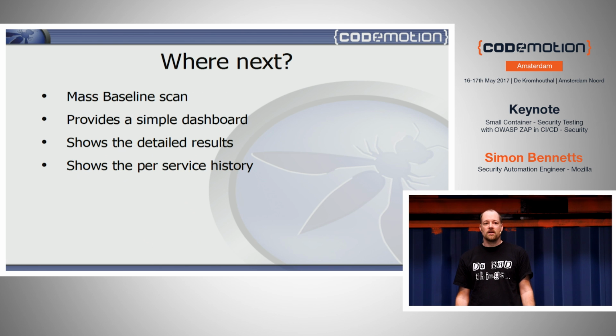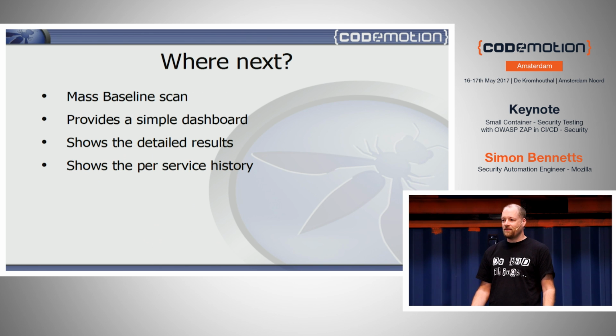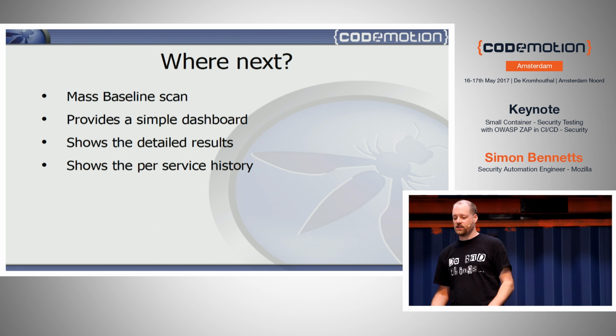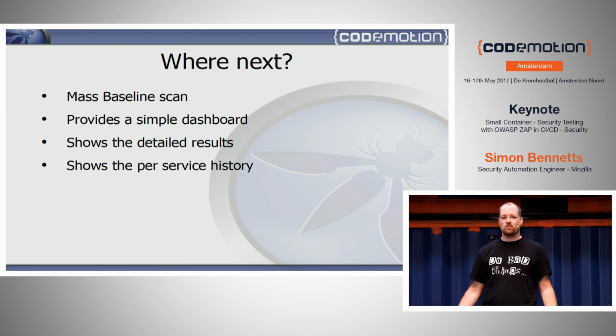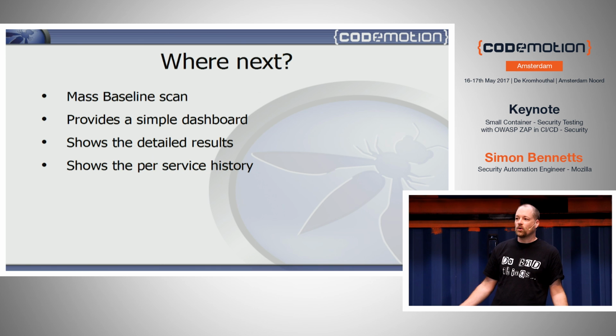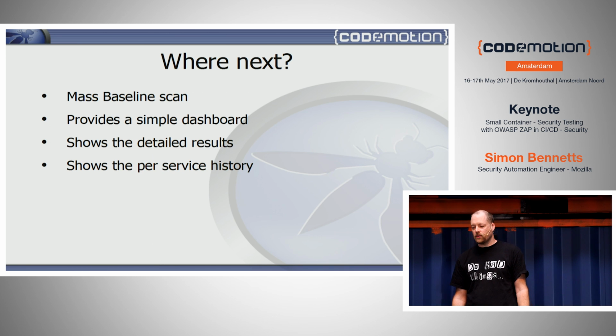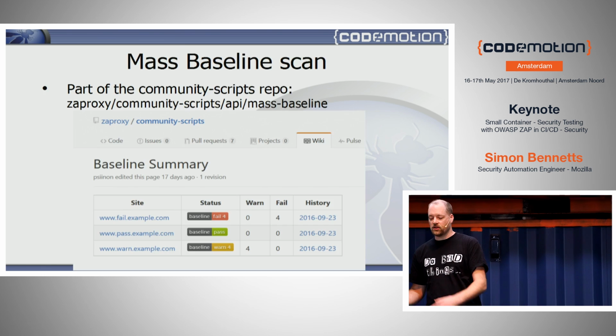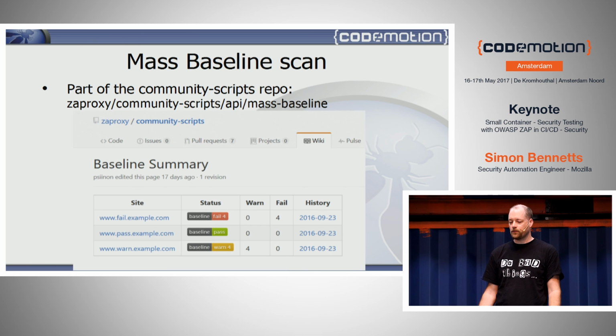And this is great. But one thing we found is that we didn't have this kind of overall picture. It was very useful on particular applications, but what does the world look like from this point of view? So what we've developed is what we're calling a mass baseline scan, and this provides a dashboard, and it allows you to go in and look at the detailed results and the service history as well.